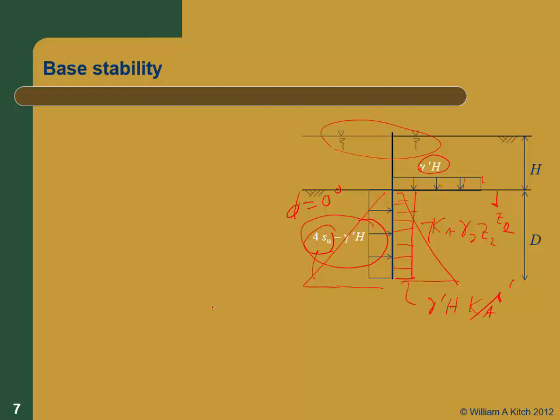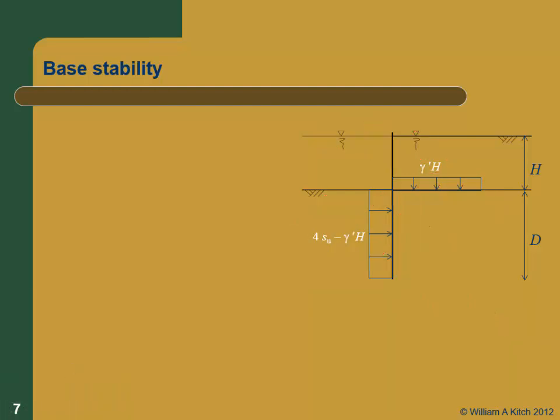That makes sense? Do you know where the 4Su comes from? Yes, no? Okay. So this is my net diagram. So my net passive resistance is 4Su minus gamma prime times H.